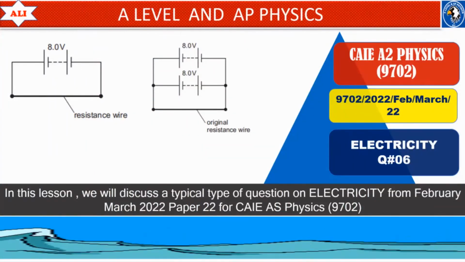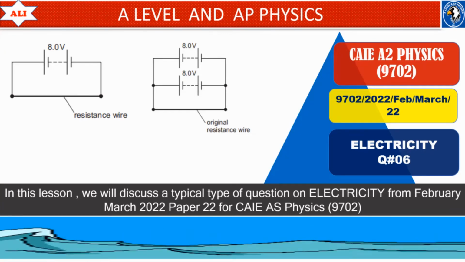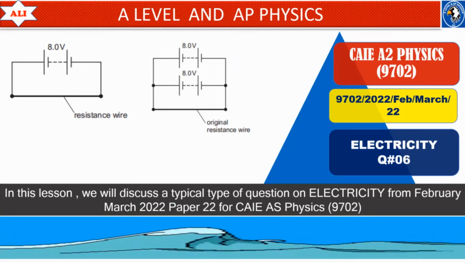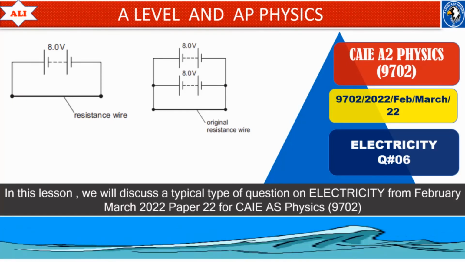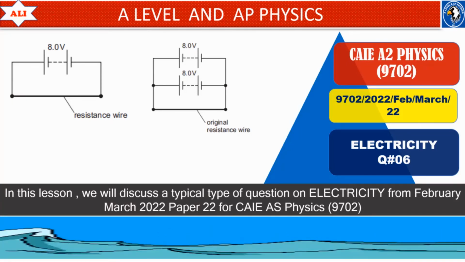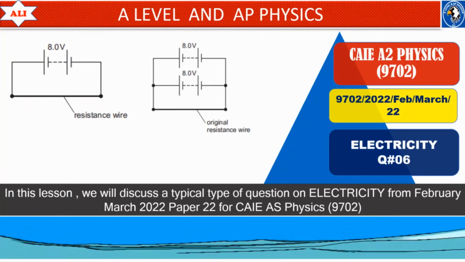In today's lesson, we will discuss a typical type of question on electricity from March 2022, Paper 2, Variant 2. In this question, we will discuss some very important concepts, and those concepts are very common in past papers, meaning they are frequently asked in past papers. So try to listen carefully and try to improve your understanding of electricity.